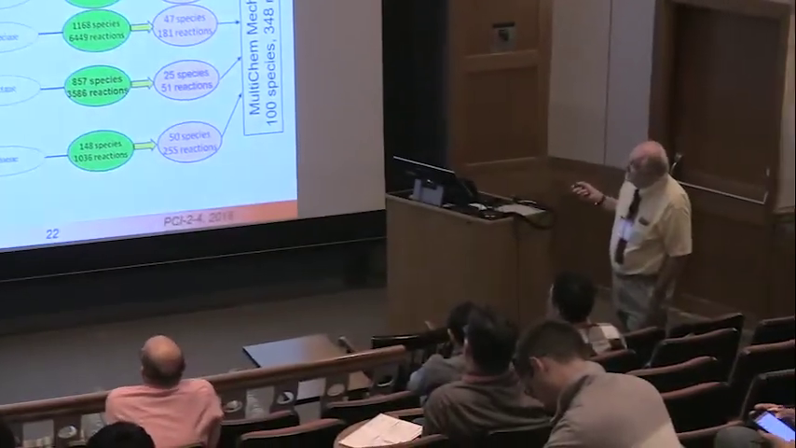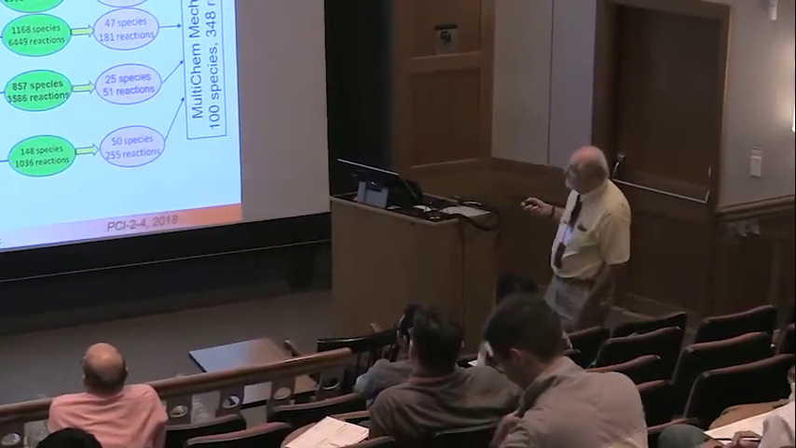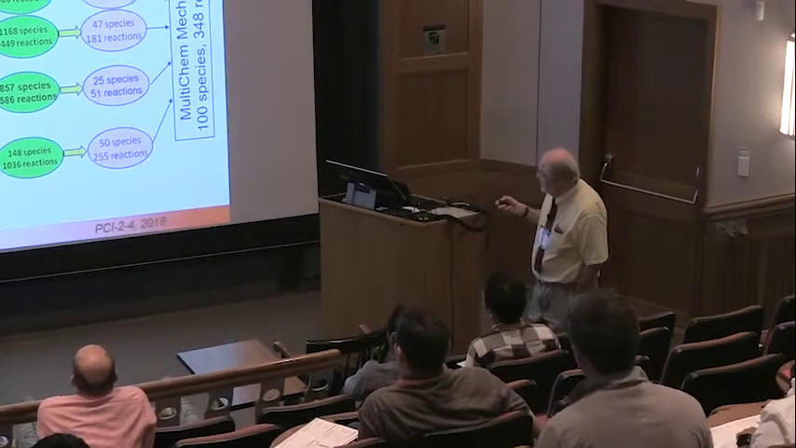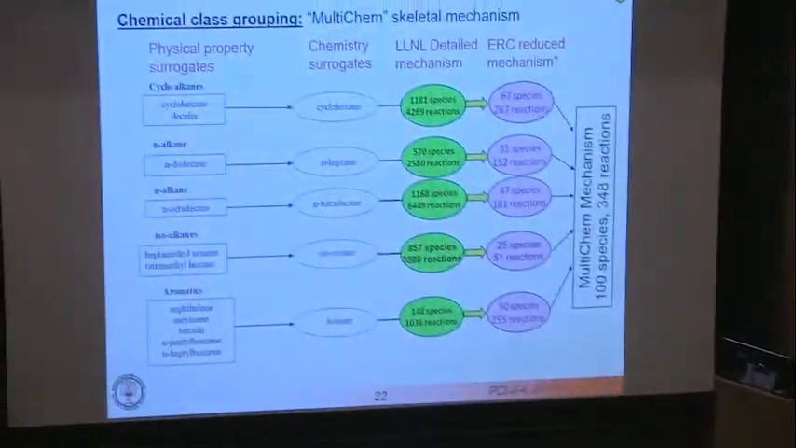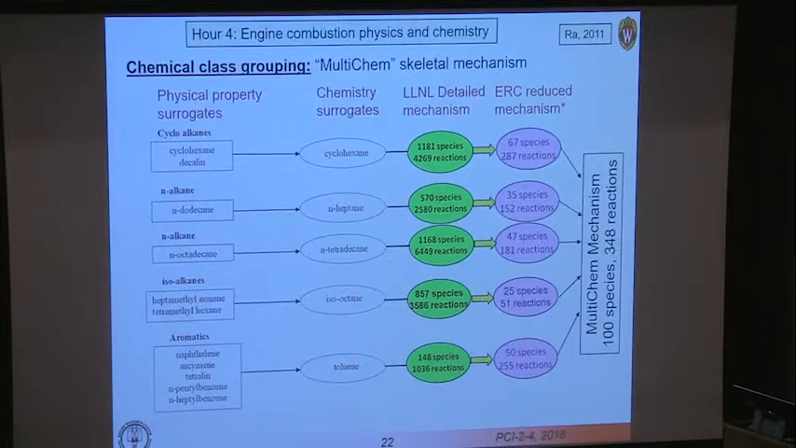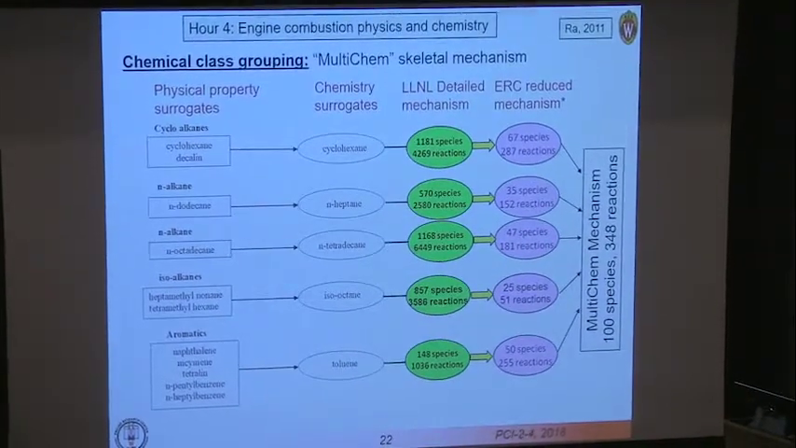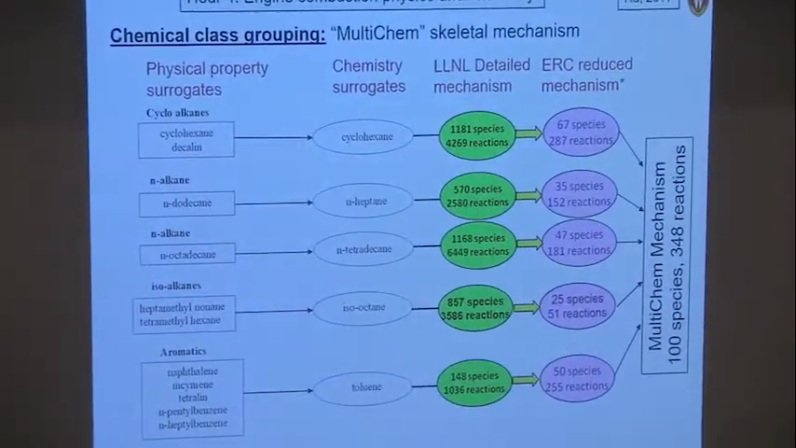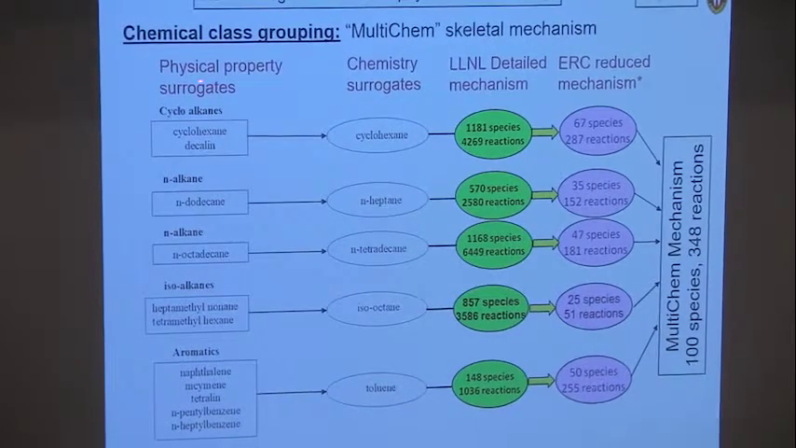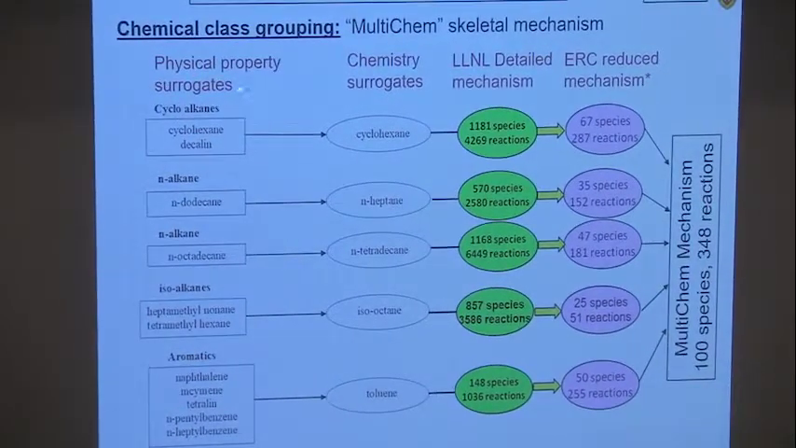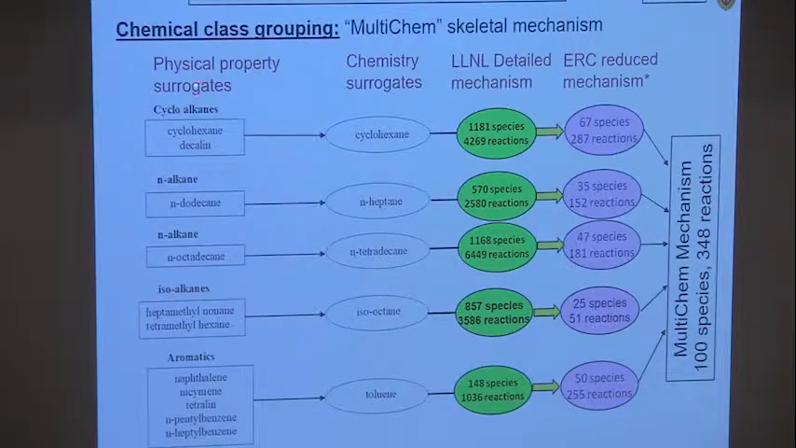So then we got more interested in real fuels. And if you look at what fuels are made of, what the constituent species are in practical fuels, you find there are hundreds of them. And so we decided to produce what we call surrogates, where the physical properties of the fuel are accounted for by including a list of representative species.